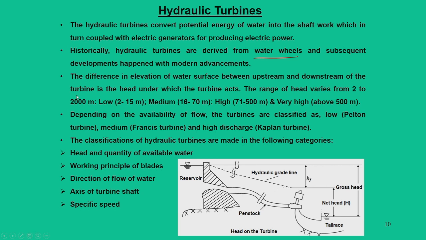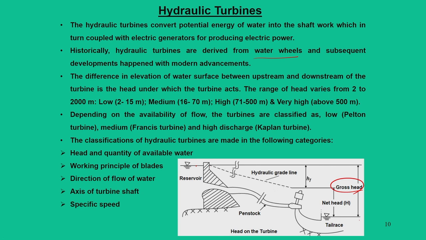And here, if you look at this particular turbine, we have the reservoir, and we have the tail race, that means where water is discharged, that means the storage at this point and the disposal of water at this point. So, we call this the gross head.